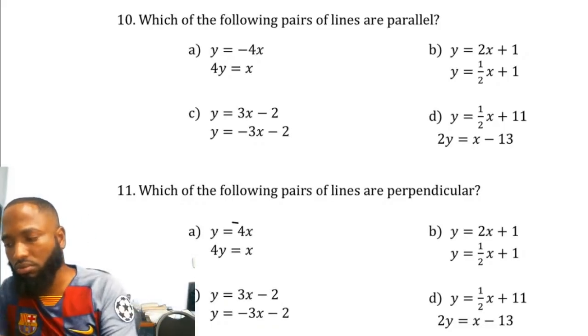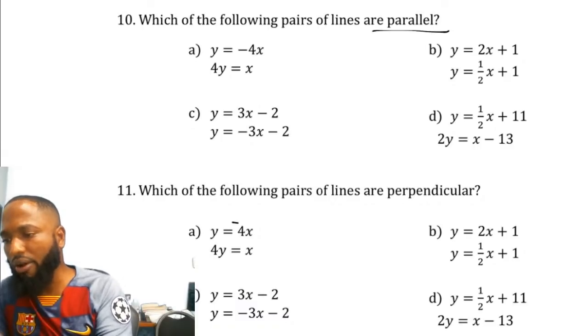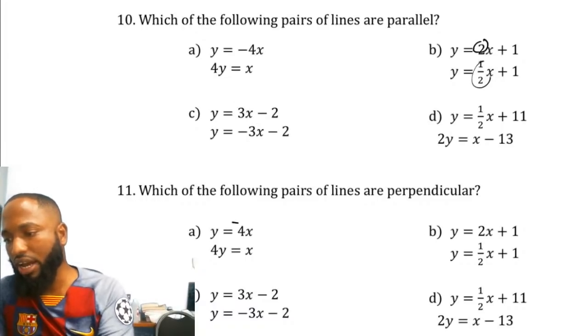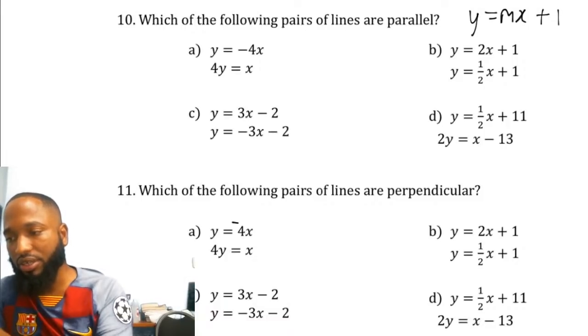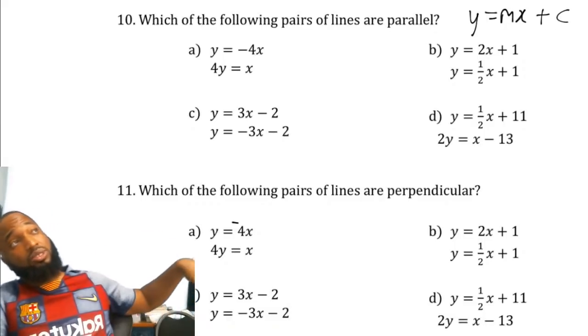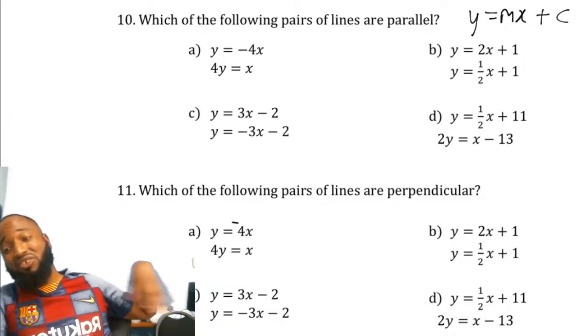So, which of the following lines are parallel? Parallel lines have equal gradient. So I've seen 3 here, but negative 3 here, that can't work. I've seen 2.5 here, that can't work. That's the gradient, right? Remember y equals mx plus c. The number in front of x is the gradient when it's in this integral kind of form.